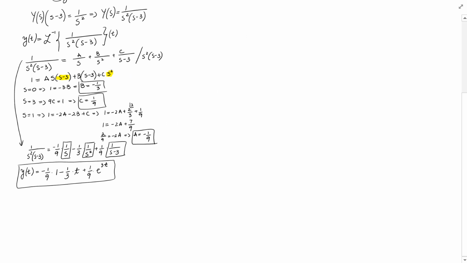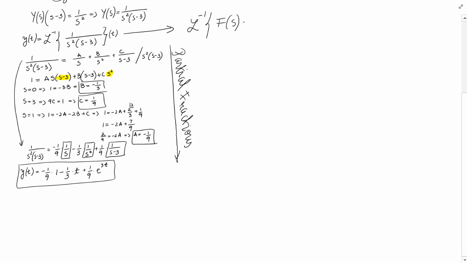Another method that you could use to calculate this inverse Laplace transform, instead of doing partial fractions that we did here, is to use convolutions. Let's see, do you remember convolutions? The inverse Laplace transform of a Laplace transform function times another Laplace transform function is equal to the function f of t convolution g of t.